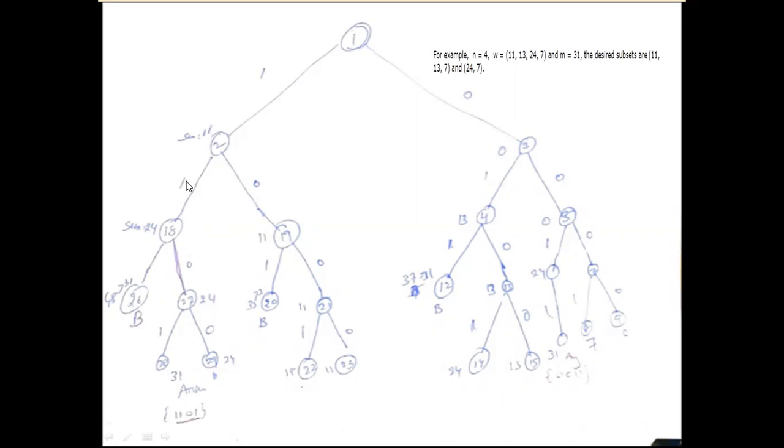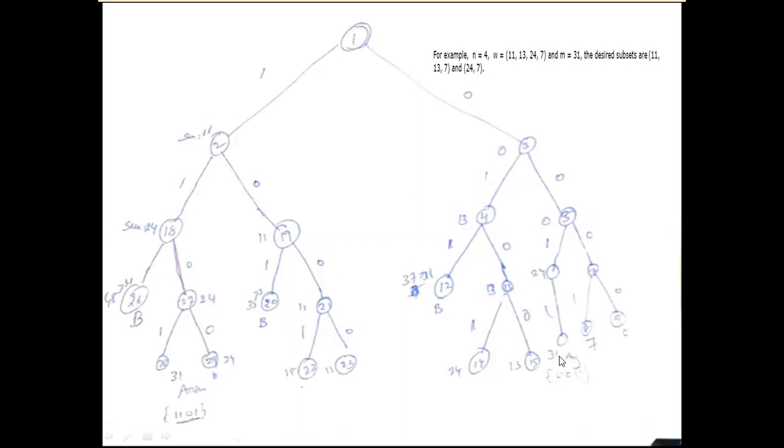The sum of the first element, second element, and fourth element equals 31. Same here, the sum of the third element and fourth element equals 31. So 0, 0, 1, 1 represents the sum of the third element and fourth element equal to 31. So it is another solution.